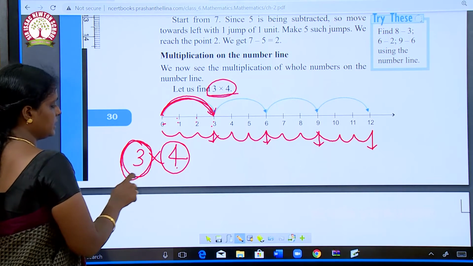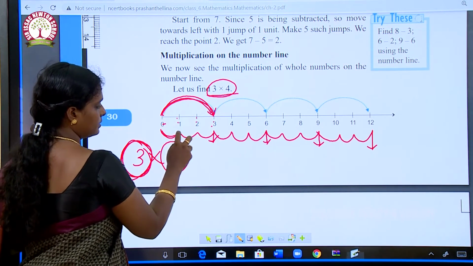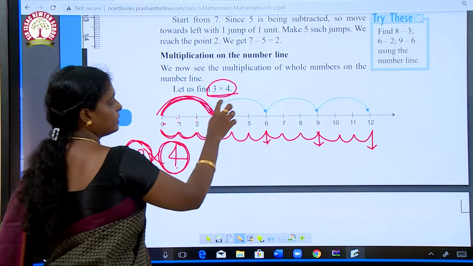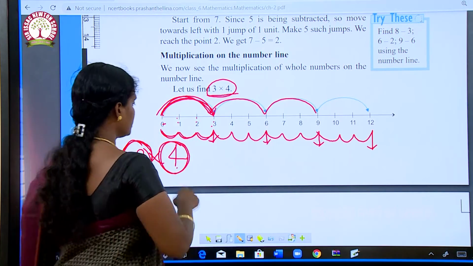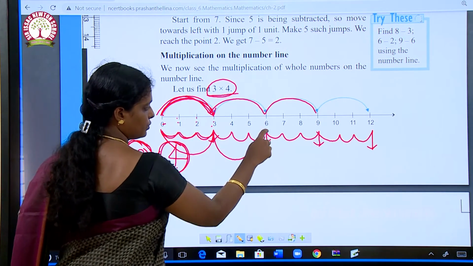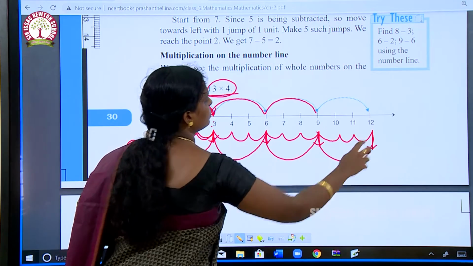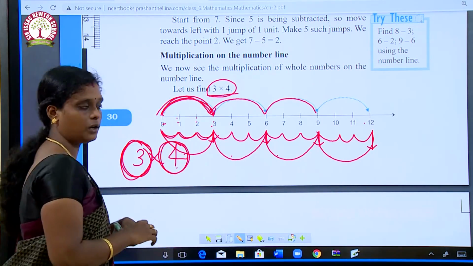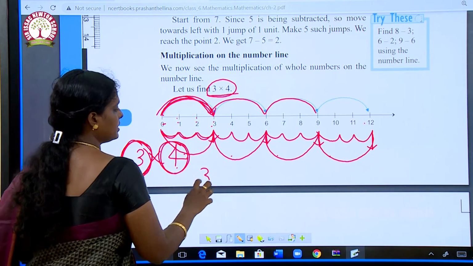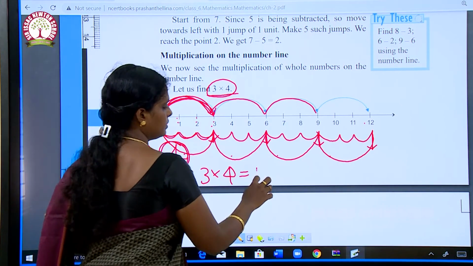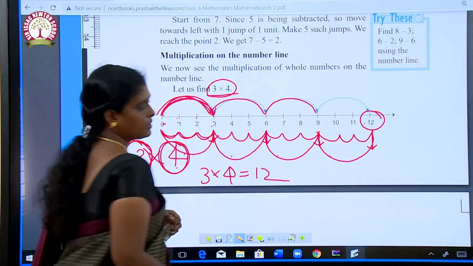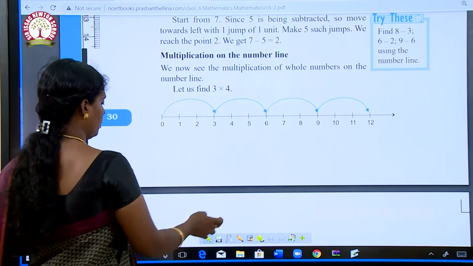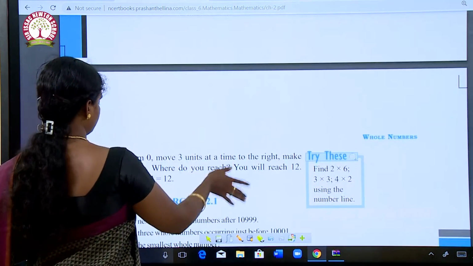The work for 3 is we have to make 3 units, and the work for 4 is you have to jump 4 times. So, 1, 2, 3, 4. We have jumped 4 times to reach 12. So now what is the answer? 3 4s are 12, and here also it's 12. So this is multiplication on the number line.